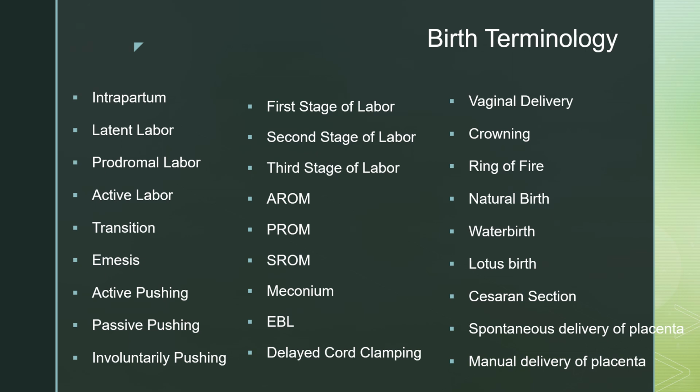When the baby hits low enough station in the pelvis, it's called the Ferguson reflex. The baby, I think it's around +2 station, the body will actually hit an involuntary nerve and will actively push the baby out, whether the mom wants to be part of the pushing or not.